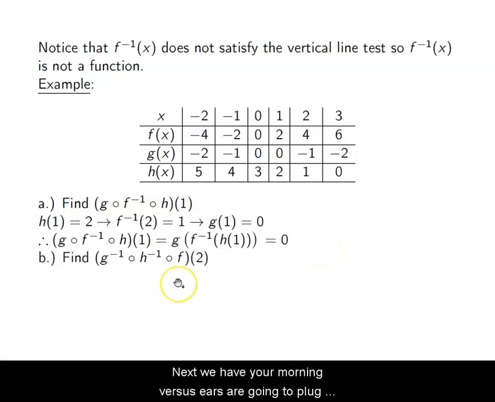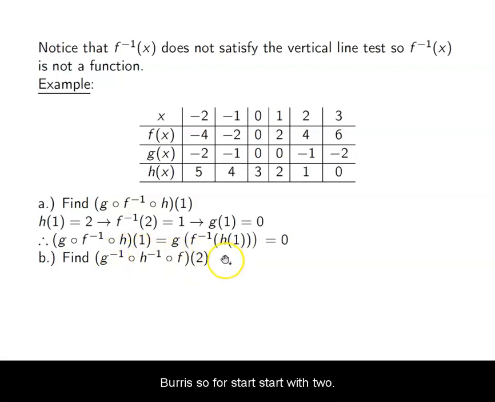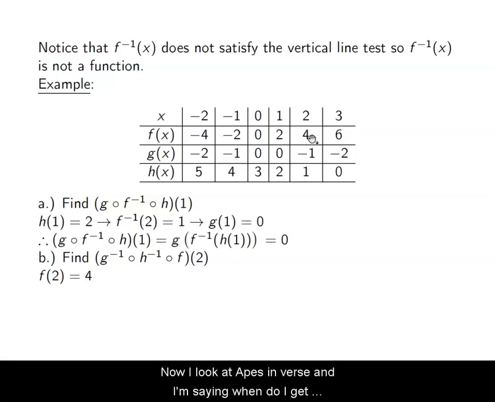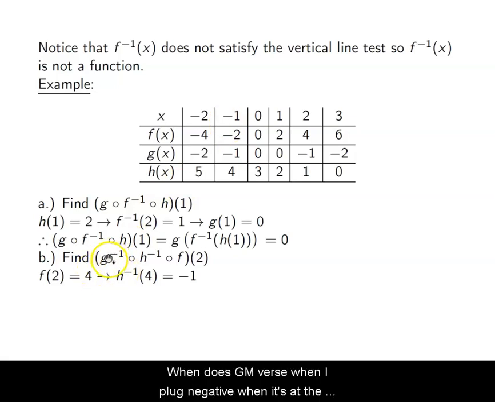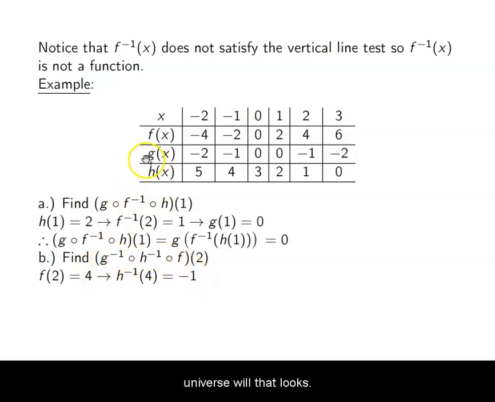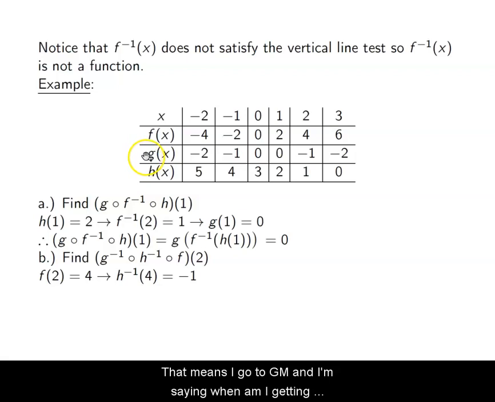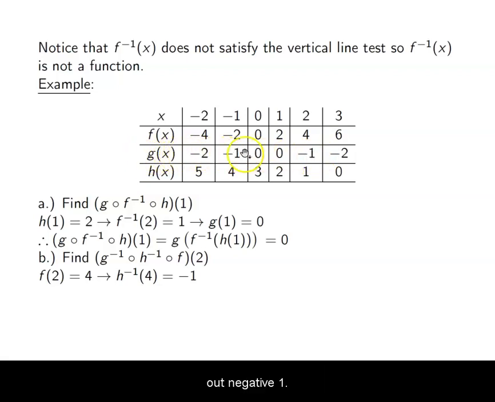Okay. Next, we have even more inverses here, so we're going to plug 2 into f, that into h inverse, and then that into g inverse. So first I start with 2, I go to its intersection with f, and I get out 4. Okay. Now I look at h inverse, and I'm saying, when do I get out 4? Well, that's when I have an input of -1. Okay. So now, when I plug -1 into g inverse, well, that means I go to g, and I'm saying, when am I getting out -1?